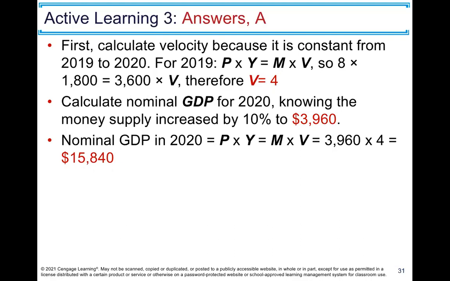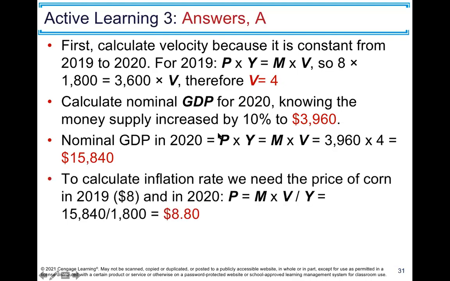This is a little bit higher than what we saw last time, because if you see what we had last time, it's only 8 times 1,800, but by increasing the money supply by 10%, we get a larger number. Okay? So now we need to figure out what the inflation rate is.